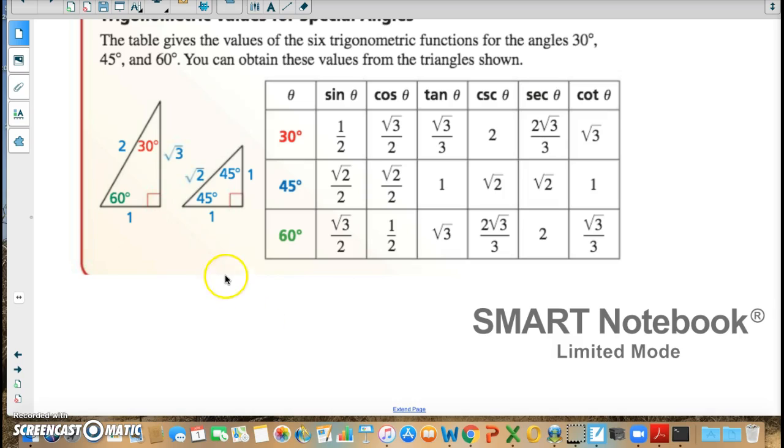Now, for some of these, such as the 45-degree angle, when you get opposite is 1 over square root of 2, these are rationalized. The numerator and the denominator were multiplied by the square root of 2 and simplified. Try seeing if you can get these numbers and simplify. Pause now and try that.